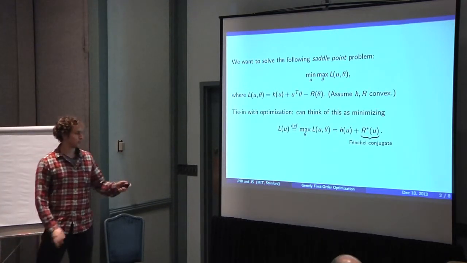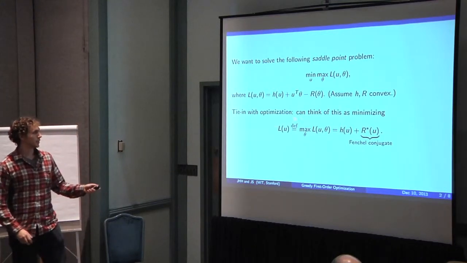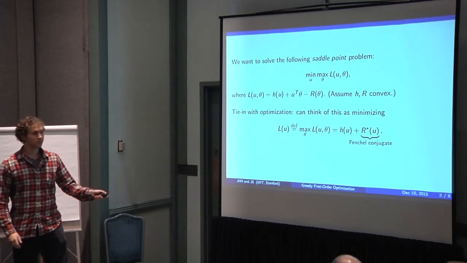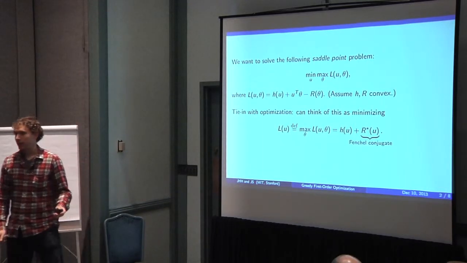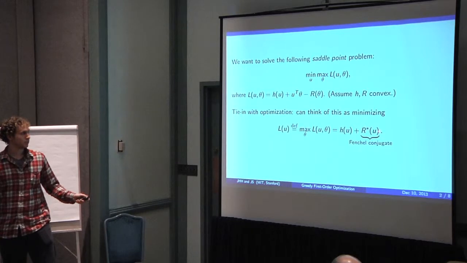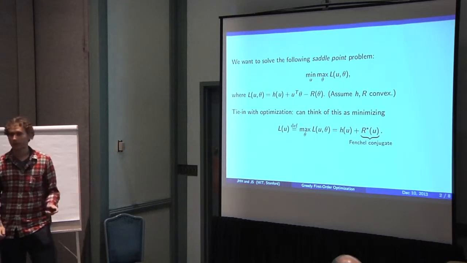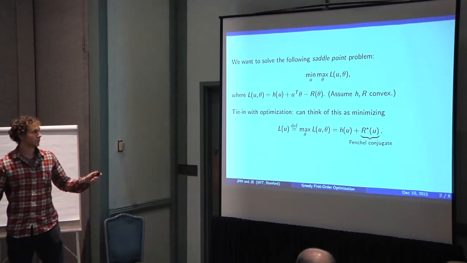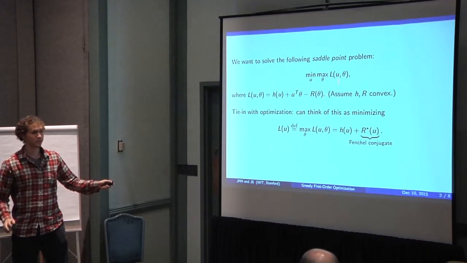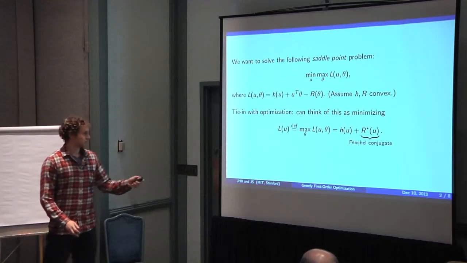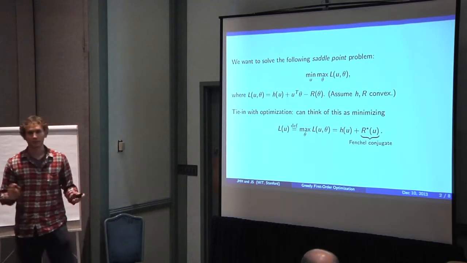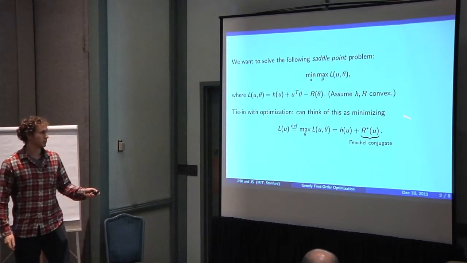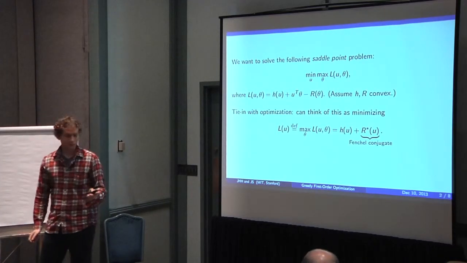And to eventually tie this into optimization, we can think of maximizing over theta, and then we'll just get a single variable, and we'll get this decomposition as h of u plus r star of u, where r star is the Fenchel conjugate, which is, by definition, the maximum of this term over theta. Francis will be talking later about duality between conditional and subgradient, and in his paper, a very similar decomposition appears.